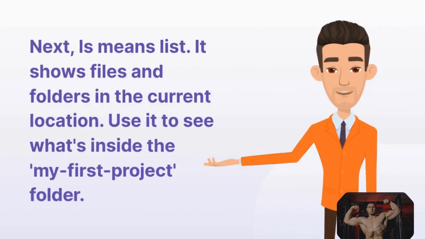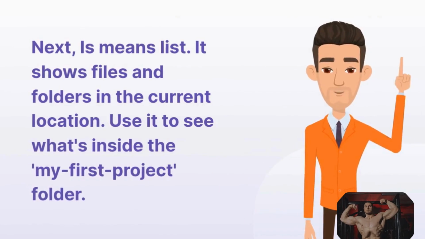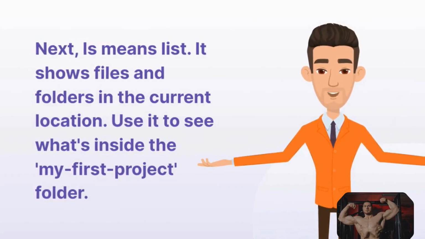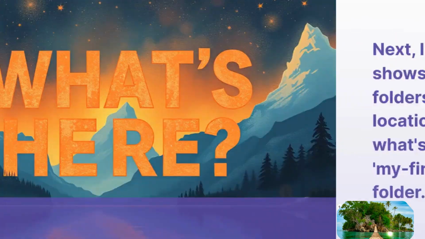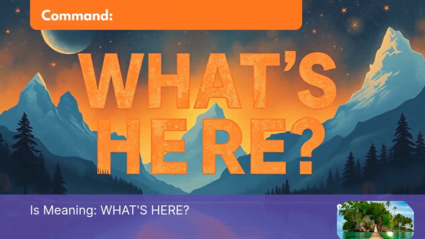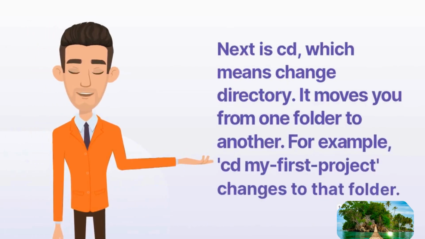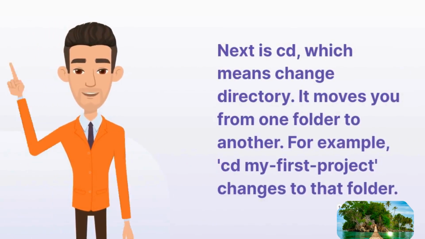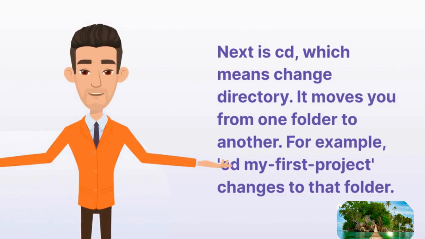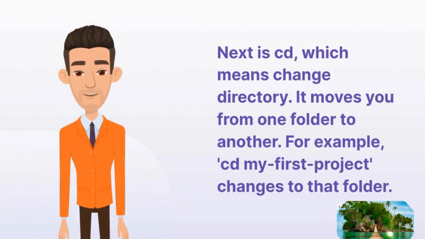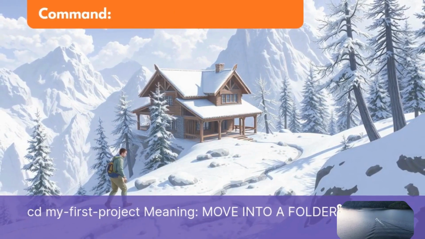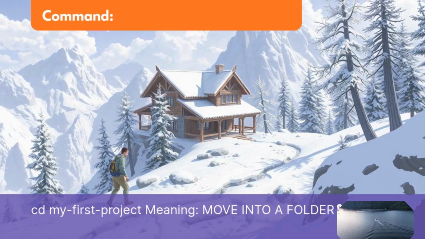Next, ls means list. It shows files and folders in the current location. Use it to see what is inside the My First Project folder. Command: ls, meaning what's here. Next is cd, which means change directory. It moves you from one folder to another. For example, cd My First Project changes to that folder. Command: cd My First Project, meaning move into a folder.